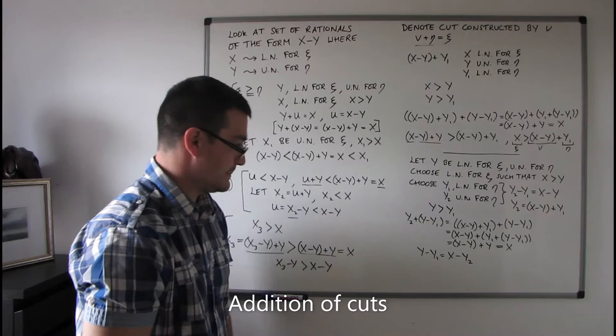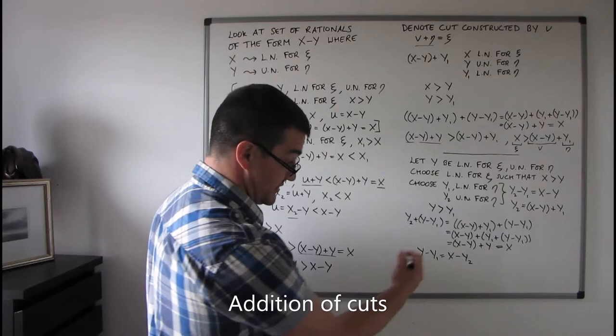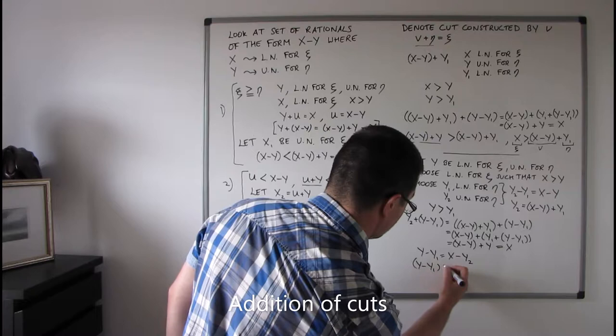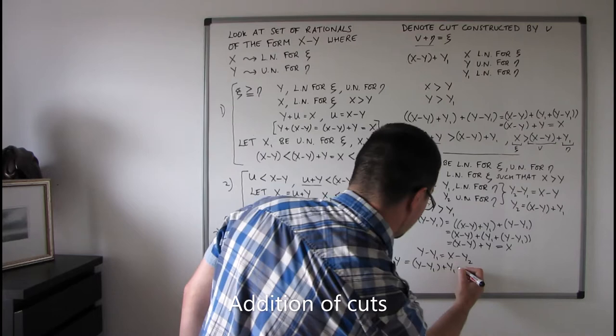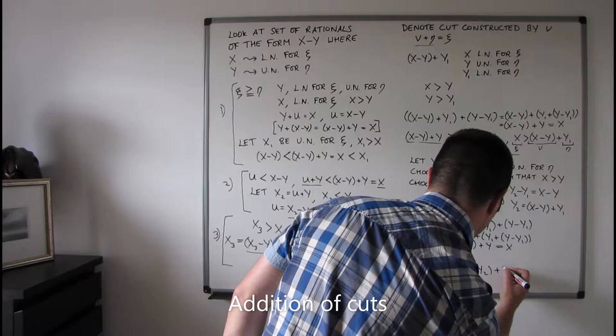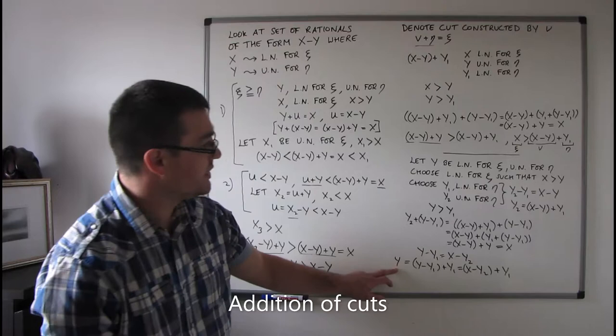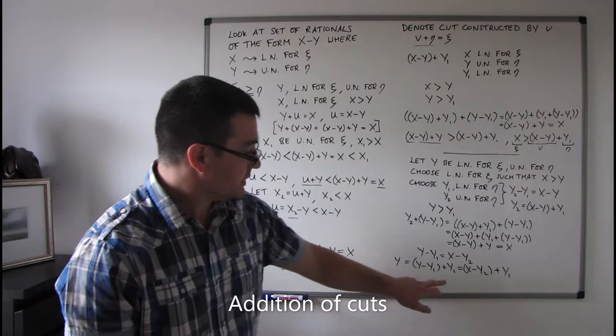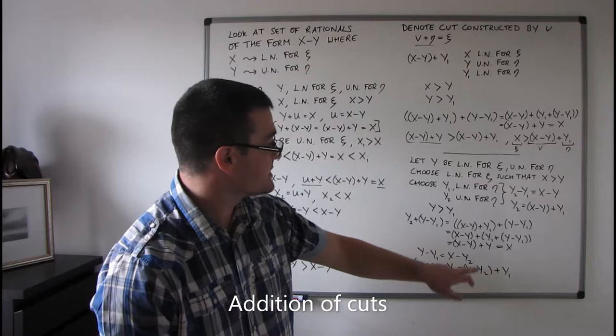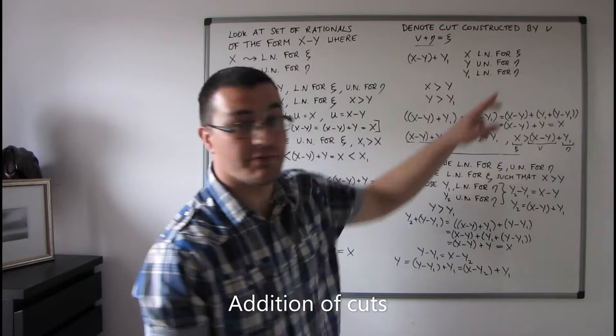So add y1 to both sides of this, then we get y minus y1 plus y1, which happens to equal y, is equal to x minus y2 plus y1. So remember, y was a lower number for xi, and this here, let's just inspect this a little bit more. So x is, by our choice, where did we choose it? Oh, here, a lower number for xi. y2 was chosen to be an upper number for eta.